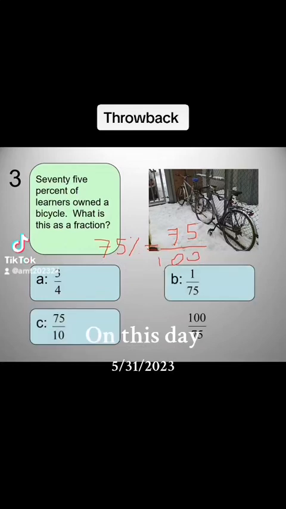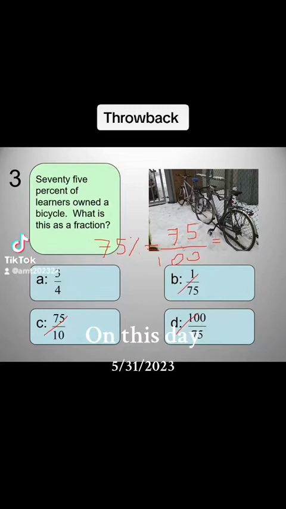A is 3/4, B is 1/75, C is 75 tenths, sorry, and D is 1/75ths. So it can't obviously be D, it can't obviously be that one, and it can't obviously be that one. But let's obviously prove that it's going to be A.